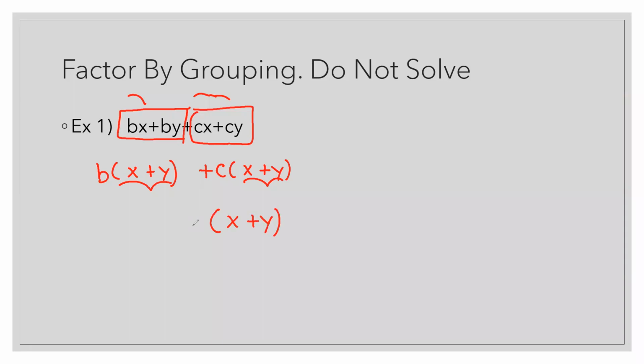Okay, and then it says bring down your leftover. So your leftover is this b and then this plus c, right? So bring that down. You can switch the sides. You could put this on the left or put it on the right. It doesn't matter. So this is your final answer. Okay, so go ahead and pause and write down the work, and we can move on to example 2.